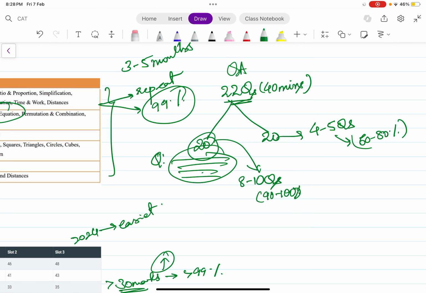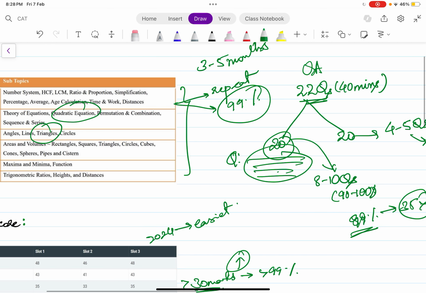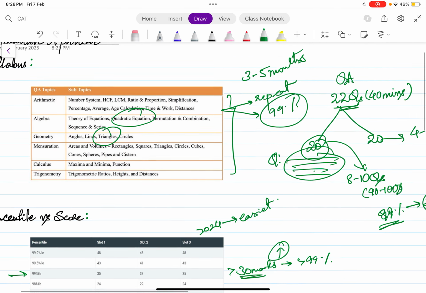Now combining these two, you should be easily over the 99 percentile mark with a score of 35 or more, right? So how do you decide whether you have to attempt a particular question or not? It's something that we'll go through in detail over the course of the program.